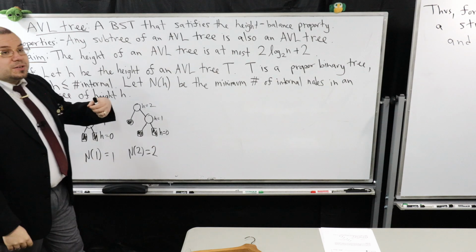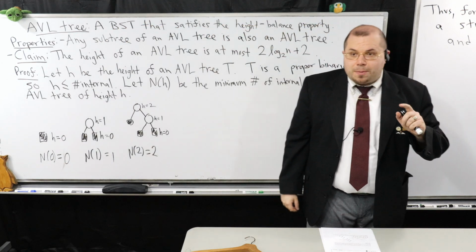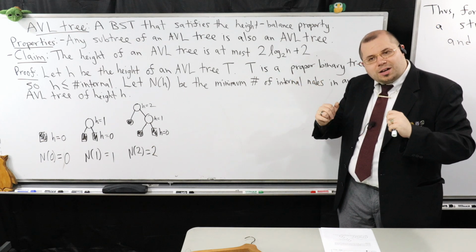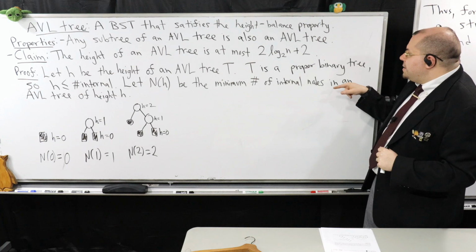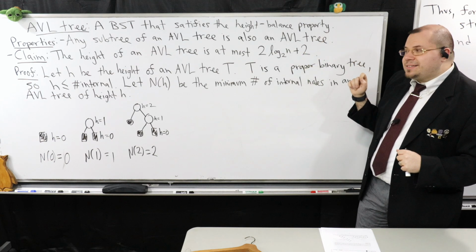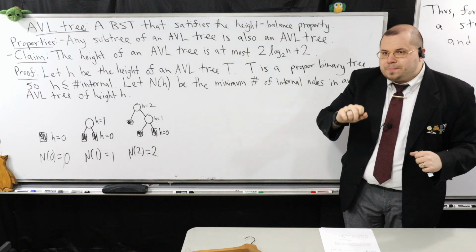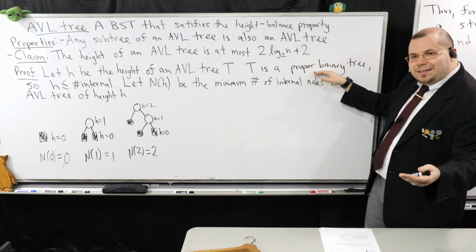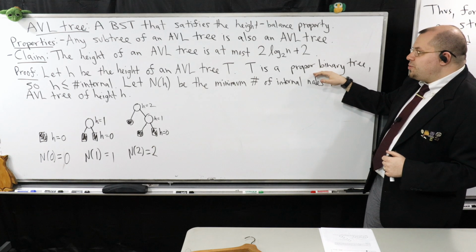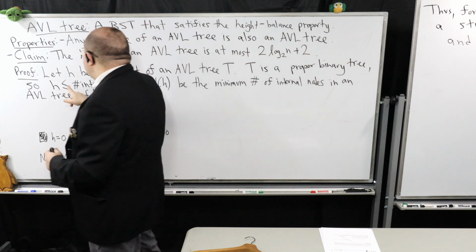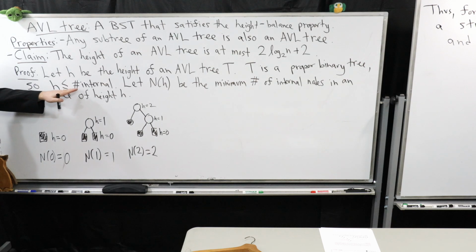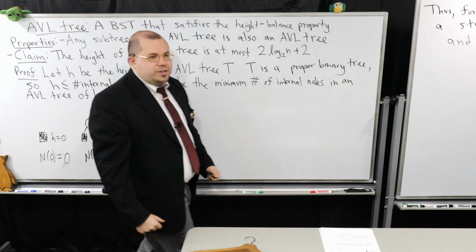Now, I'm going to use a property of binary trees, in particular proper binary trees that we talked about the other lecture. So you're going to see I'm going to bring together a lot of things that we talked about in previous lectures to make this proof work. The first thing, I'm going to denote h as the height of the AVL tree, t. And I'm going to say that t is a proper binary tree, right? That's what it is, because it's a binary search tree. So we know that the height can be no more than the number of internal nodes. This is a property that all proper binary trees have.